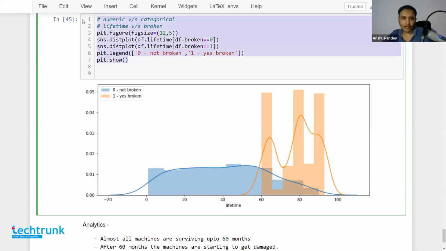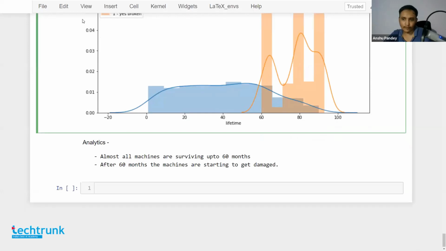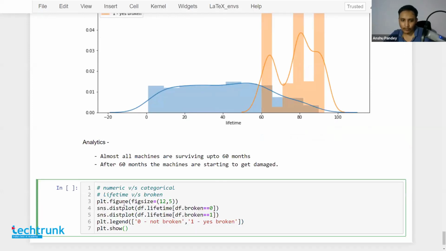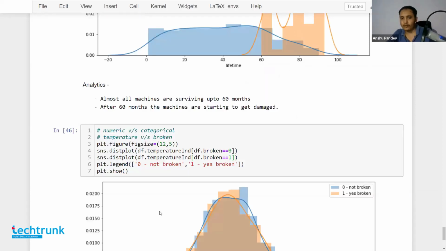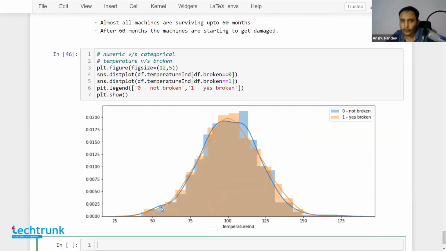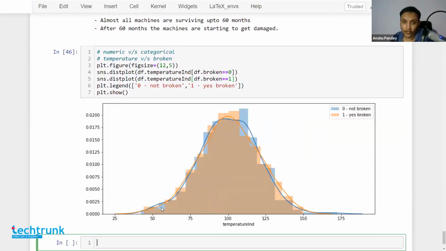Similarly, we can look at another factor, right? Instead of lifetime, let's say we want to look at temperature versus broken. I just copied the code and replaced it with temperature. So now if you're looking at the analytics of temperature versus broken, we again have two distribution plots: the blue distribution and the red distribution.